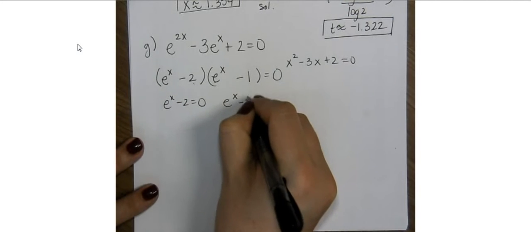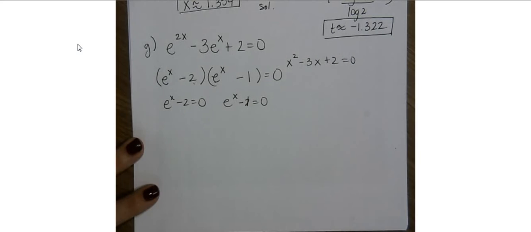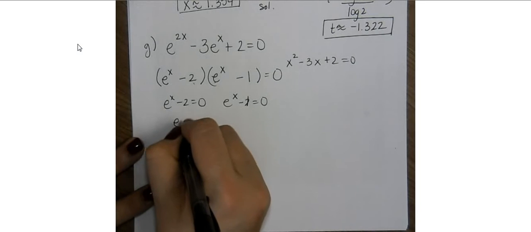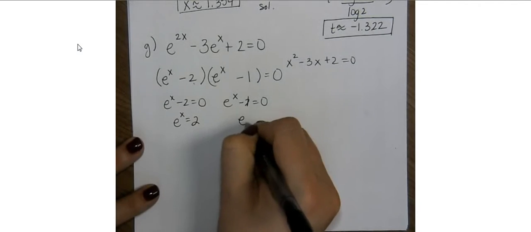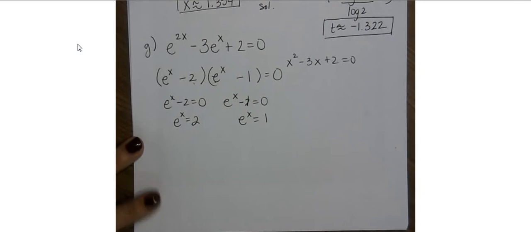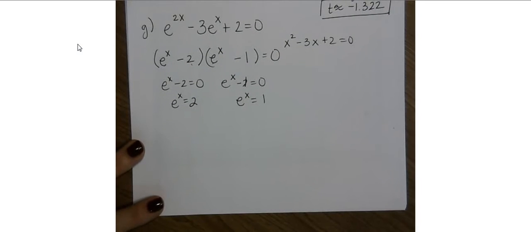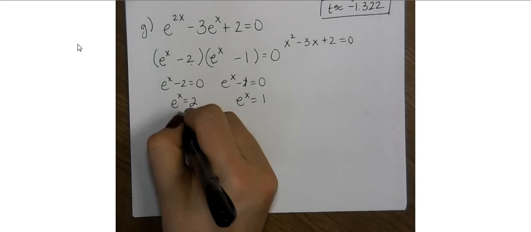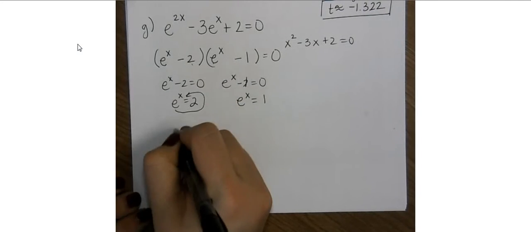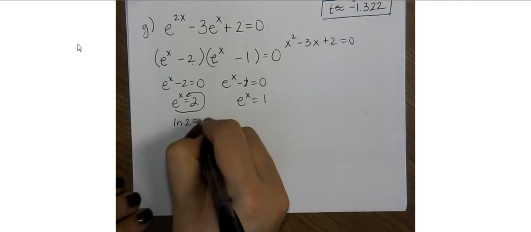Minus 1 equals 0. And then I'm going to start solving. So I have e to the x equals 2 and e to the x equals 1. You can't do those in your head. So in order to do that, you're going to have to convert it to natural log. So when I convert it, I have the natural log of 2 equals x.